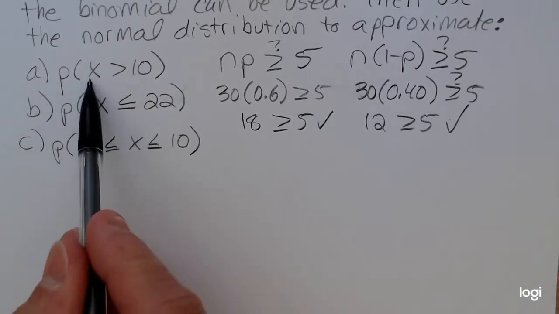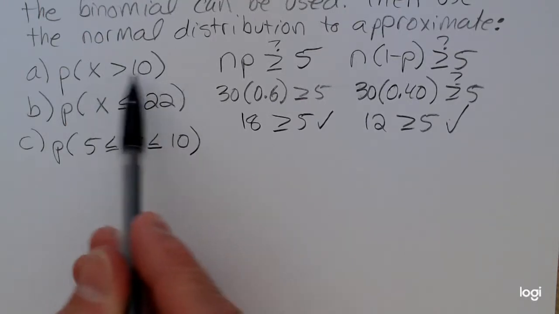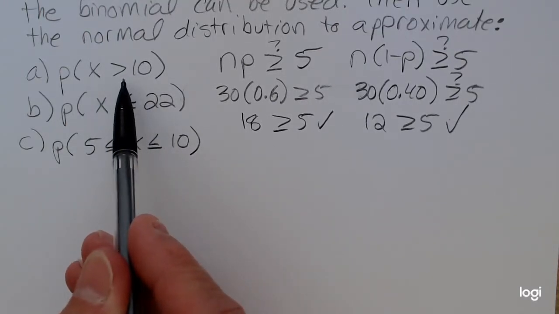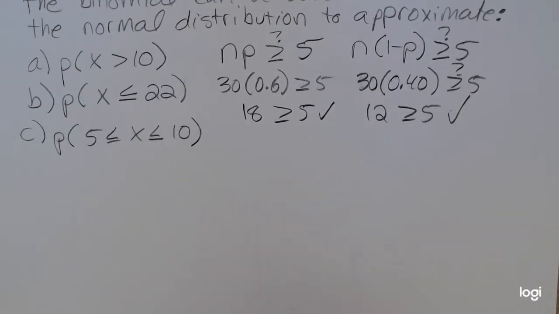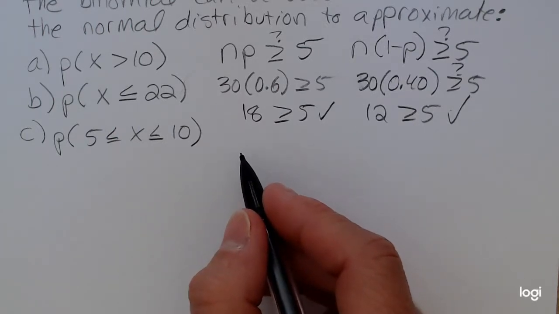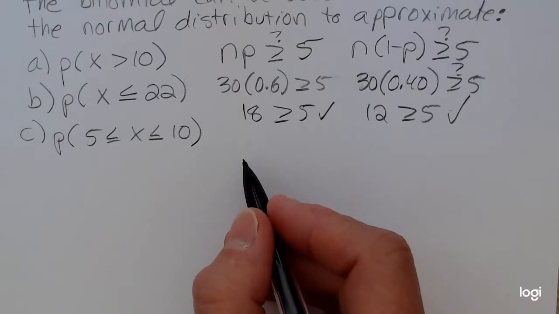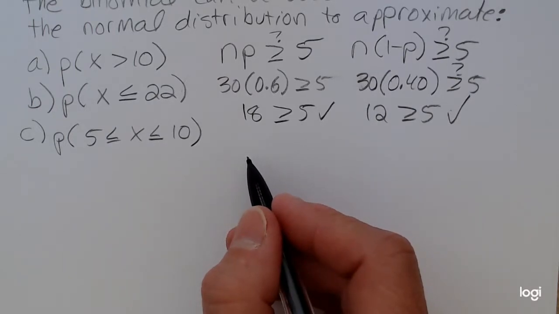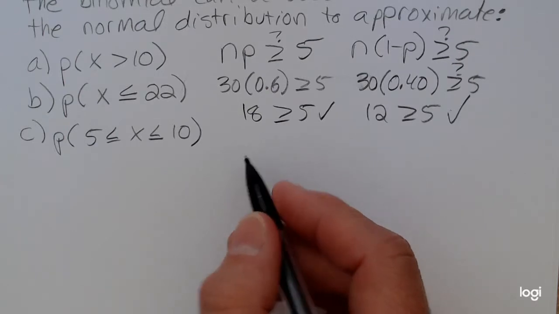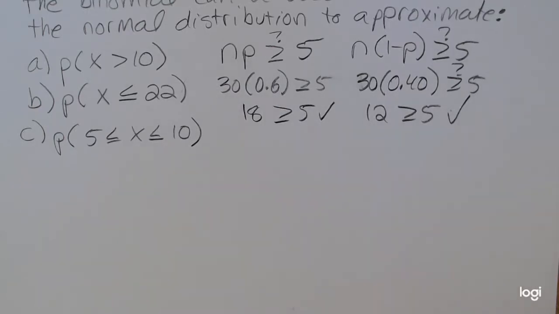My first one is finding the probability x is more than 10. It doesn't include the 10, so I have to keep that in mind when I'm applying the continuity correction. But before I do that, I'm going to need mu and sigma. The two parameters we need to find probabilities for the normal distribution are mu and sigma. If we were using the binomial distribution directly, the two parameters we would need are n and p. So in other words, I'm not putting n and p into my normal CDF in the calculator. It's expecting mu and sigma.